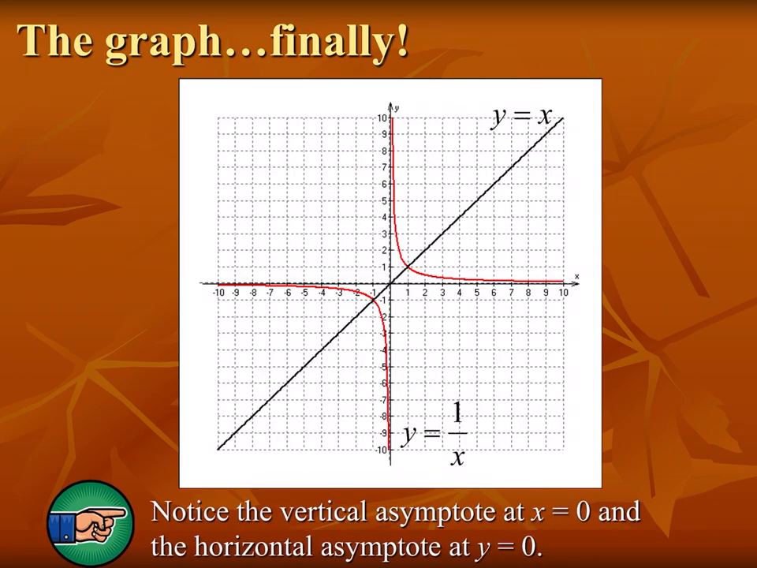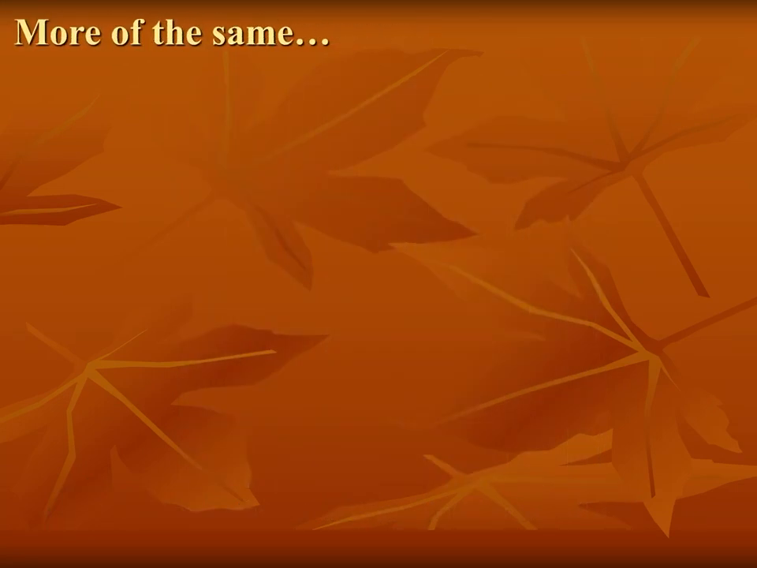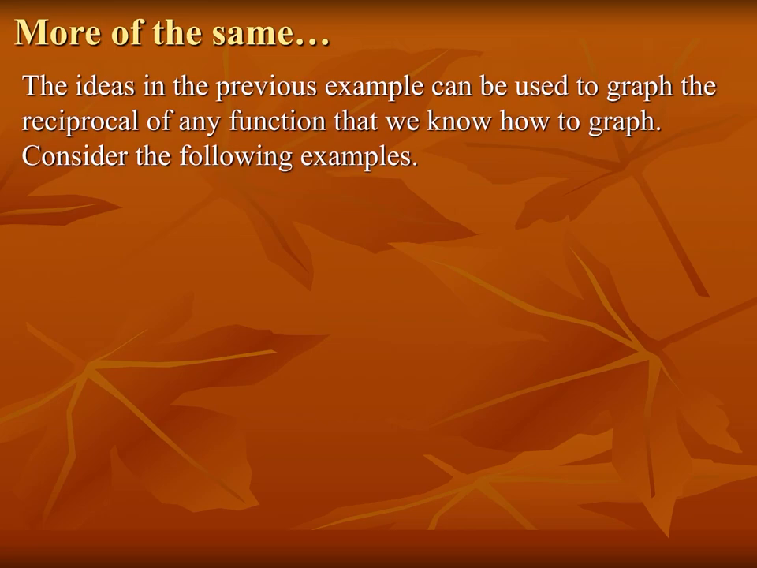Notice the vertical asymptote at x equals 0. So that was the asymptote going straight down the center here. But there's also a horizontal asymptote at y equals 0. So there's this horizontal asymptote that this graph approaches out there. We're going to talk a lot about vertical and horizontal asymptotes this chapter. So more of the same.